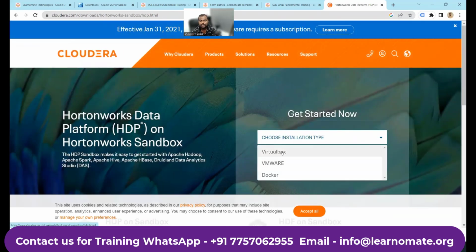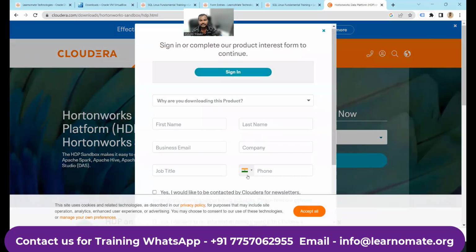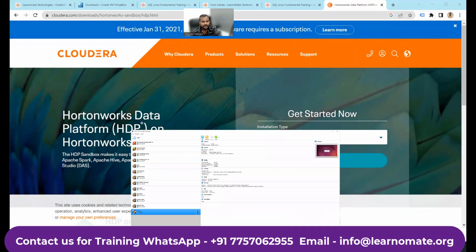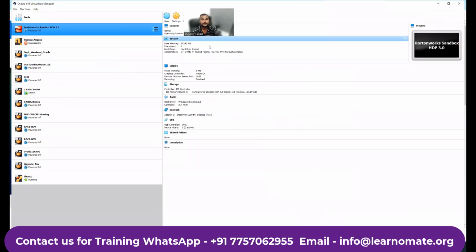It asks where you want to install that. I want to install it on VirtualBox. Fill up the details, and it will give you one machine. That machine I also have right now, let me check whether I have deleted it or not. Here you can see this is a Hortonworks machine, but it needs 10 GB of memory to run itself. 10 GB I have allocated here.